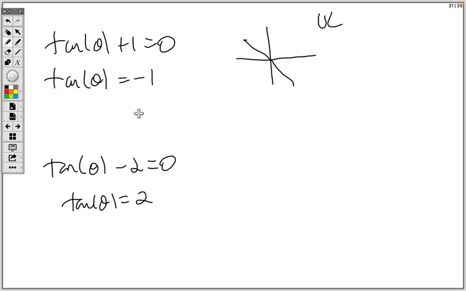Is this a tangent I know? Well, yeah. The reference angle there would have a tangent of 1, and that's pi over 4. And I know a pi over 4. A pi over 4 that lives in quadrant 2 is 3 pi over 4. So this one is going to be 3 pi over 4 plus any multiple of pi.